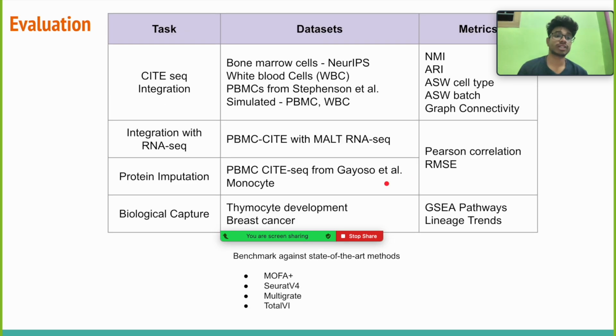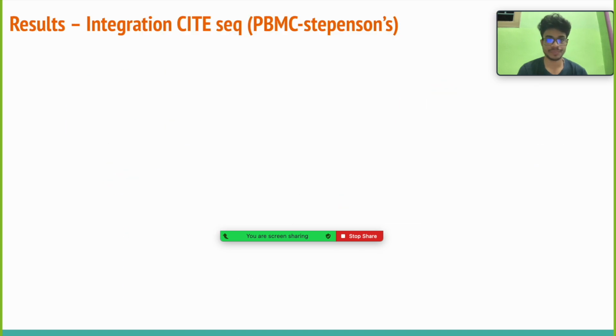Moving further, we have evaluated our model with different tasks, which are CITE-seq integration, integration with RNA-seq, protein imputation and biological capture. And here is the list of datasets over which we have performed these different tasks, and you can also see different metrics that are used to evaluate different tasks. We finally benchmark these tasks over 4 different methods which are MOFA, Seurat, multiHIVE and totalVI.